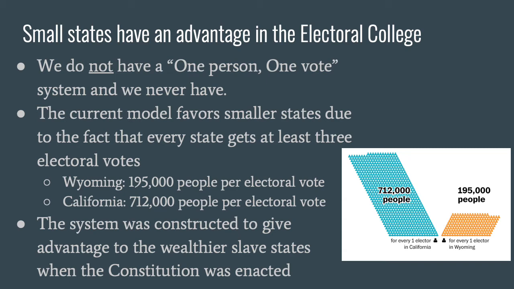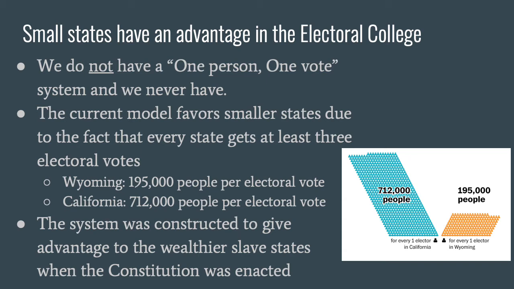So even though Wyoming only has 3 electoral votes and California has 55, because there are 35 million people who live in California and only about 600,000 people who live in Wyoming, each person in Wyoming has an unfair representation in the Electoral College compared to people who live in bigger states, right? If you have 200,000 people saying we represent one vote and 700,000 people in California saying we represent one vote, that's fundamentally unfair.